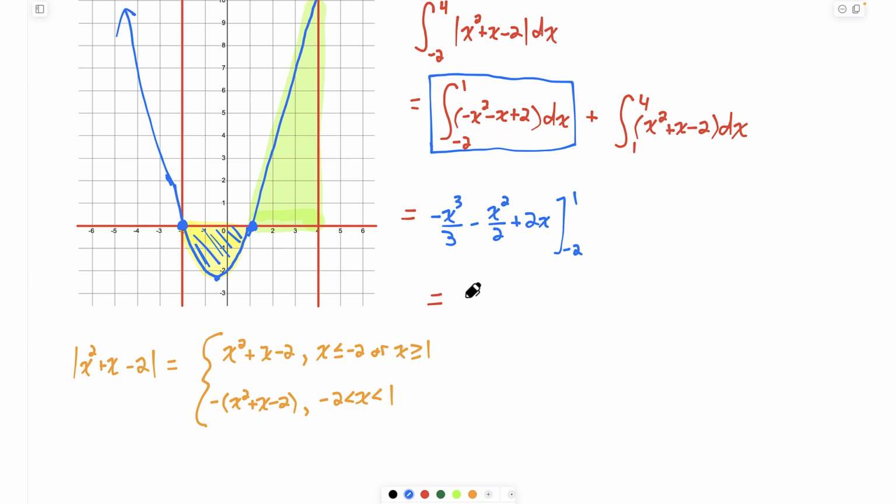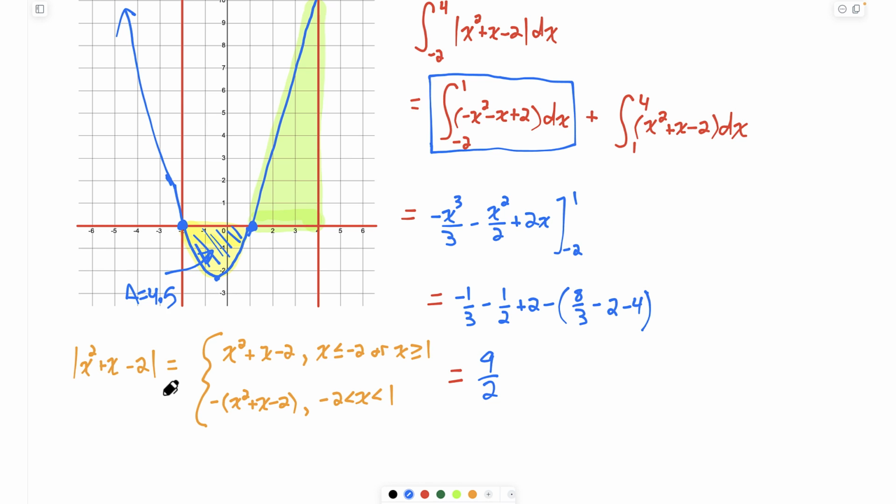So when x is 1, this function would be negative 1 cubed over 3, which is negative a third, minus 1 squared over 2, which is a half, plus 2 times 1, which is 2. And then I need to subtract the value of that function when x is negative 2. That would be 8 thirds minus 4 over 2, so minus 2 minus 4. That gives me 9 over 2, or 4.5. So I know that this area right here is 4.5 units squared.